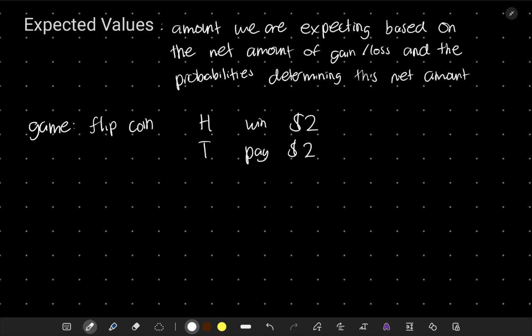And then to start off the game, let's say the cost to play each round was just $1. Still a lot, but hey, if I pay $1 and then I win using heads, then overall I would win $1, right? So let's calculate the expected value.